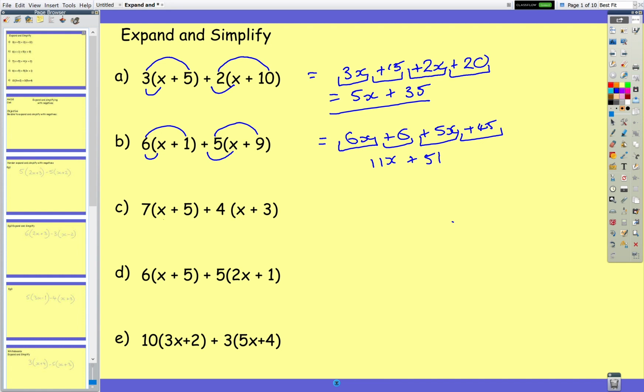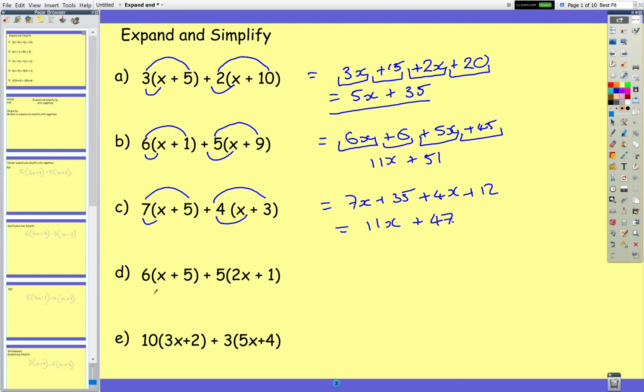Right, next one, 7x plus 35. So we've got 7x plus 35. And then we've got positive 4x, and then plus 12. Again, mush everything together. It's 11x plus 47. And again, nothing we can do.